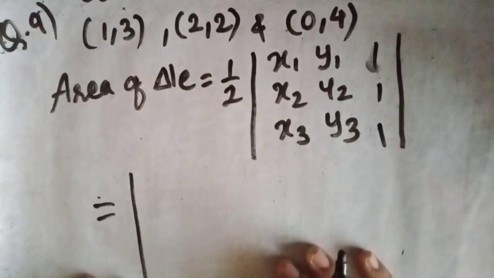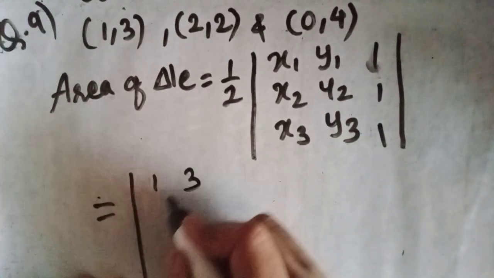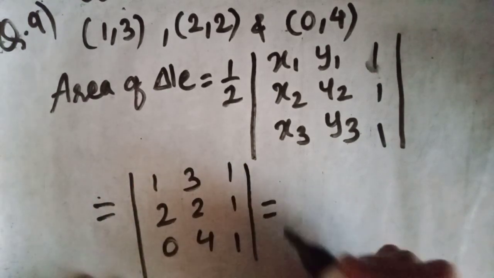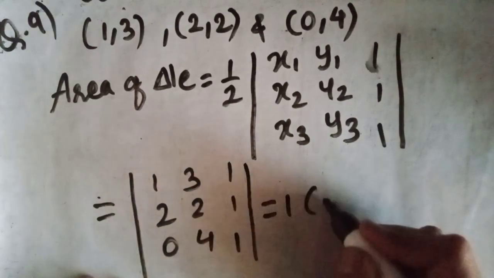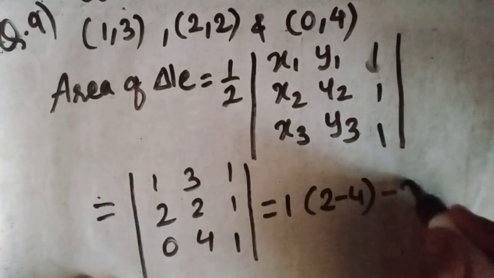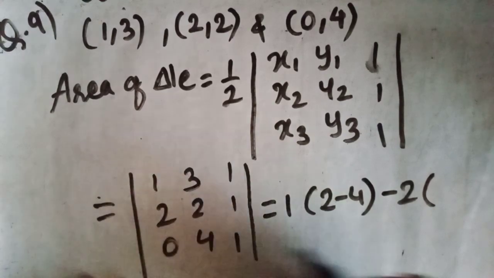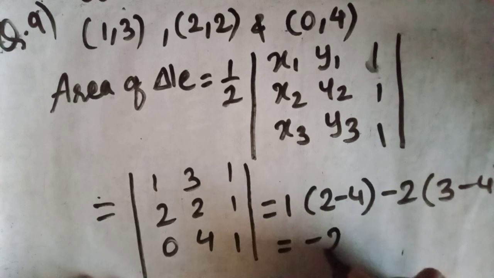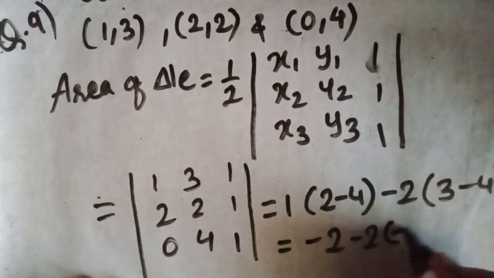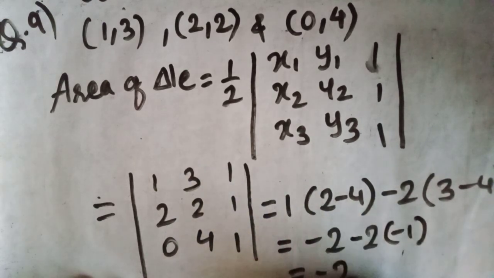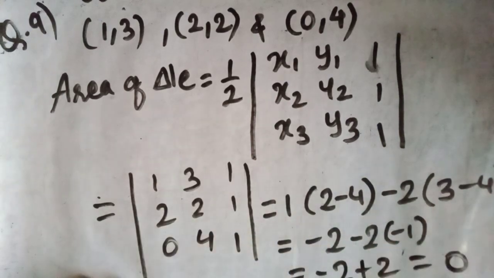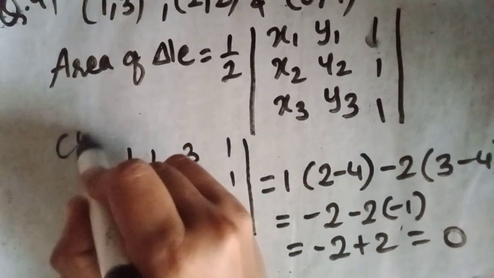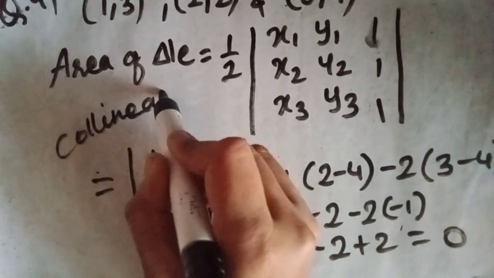So put the values. So taking the determinant, it is 4 minus 2, 3 ones are 3, so we'll get minus 2, 2 minus 1, so this is minus 2 plus 2 which is equal to 0. So this is collinear, the points are collinear. Okay.